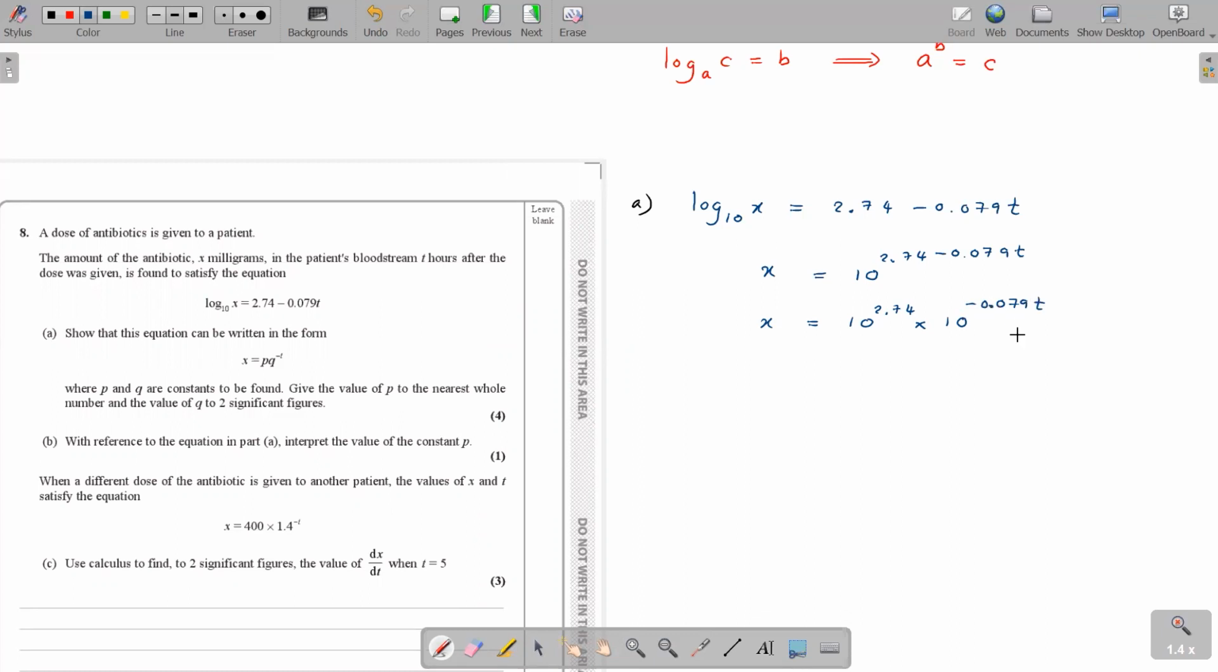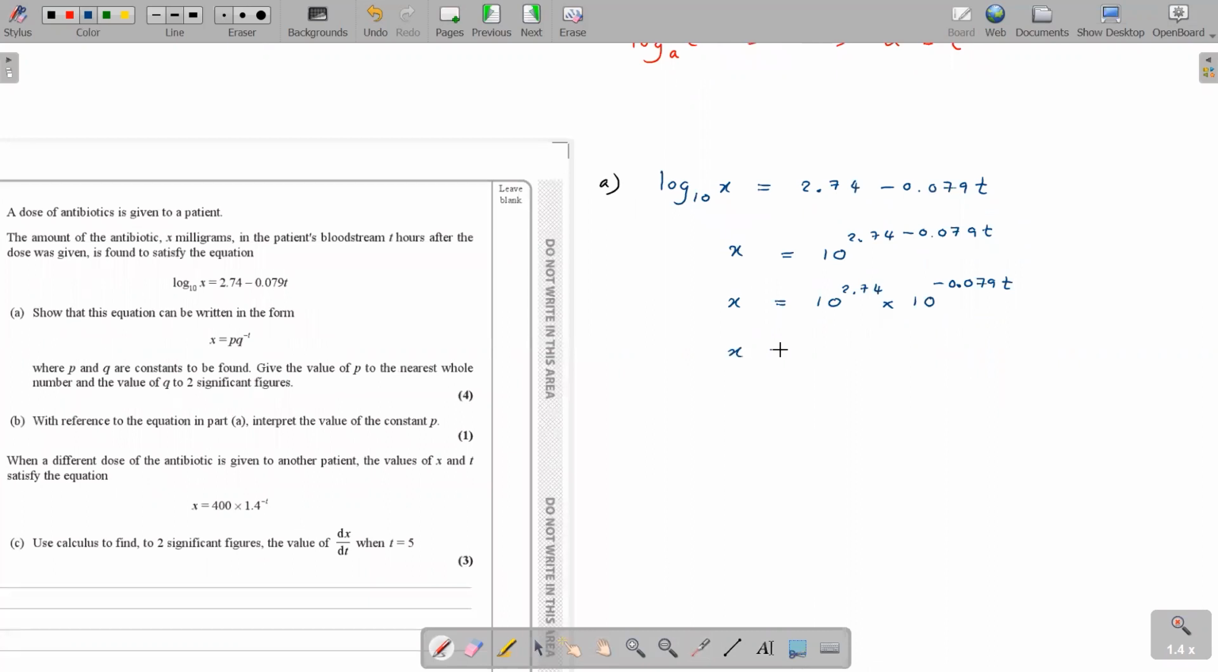Is that clear? Still it's not over, right? P and q are constants to be found. So they want this to be given as p times q to the power minus t. So you don't have any coefficient with the t. Do you see? Only minus t, not minus 0.079. So how do we separate that out? How do we fix that part? 10 to the power 2.74 times, how do I fix this?